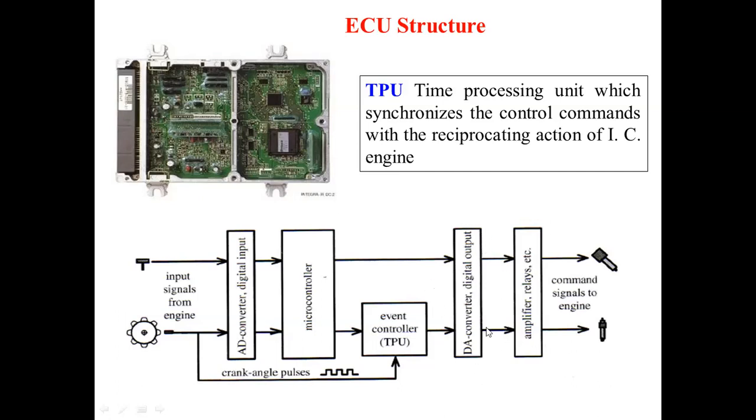So it requires a digital to analog converter. Here you are getting the digital to analog converter. The analog output you get is given to the actuators, such as amplifiers, relays, etc. And these commands are given to the various actuators. Here you are comparing real-time data with the pre-programmed data.